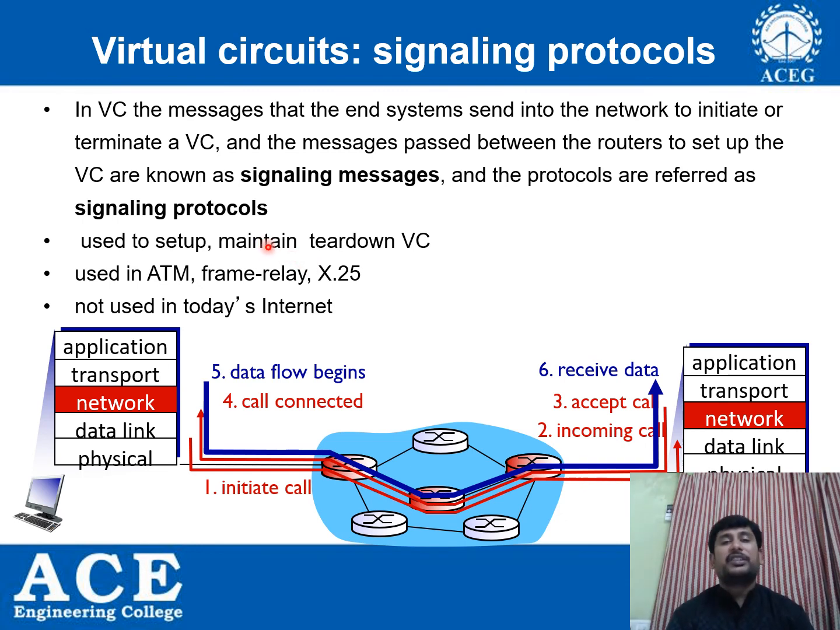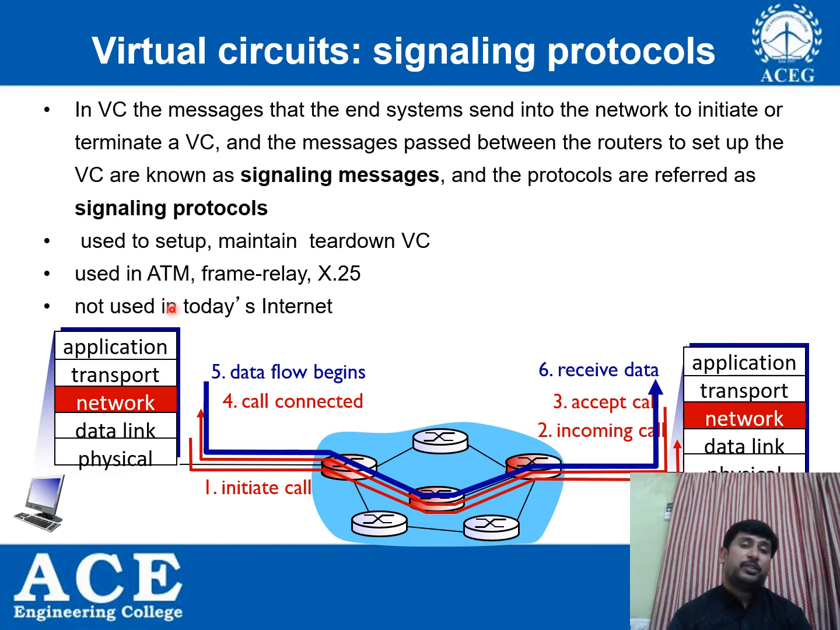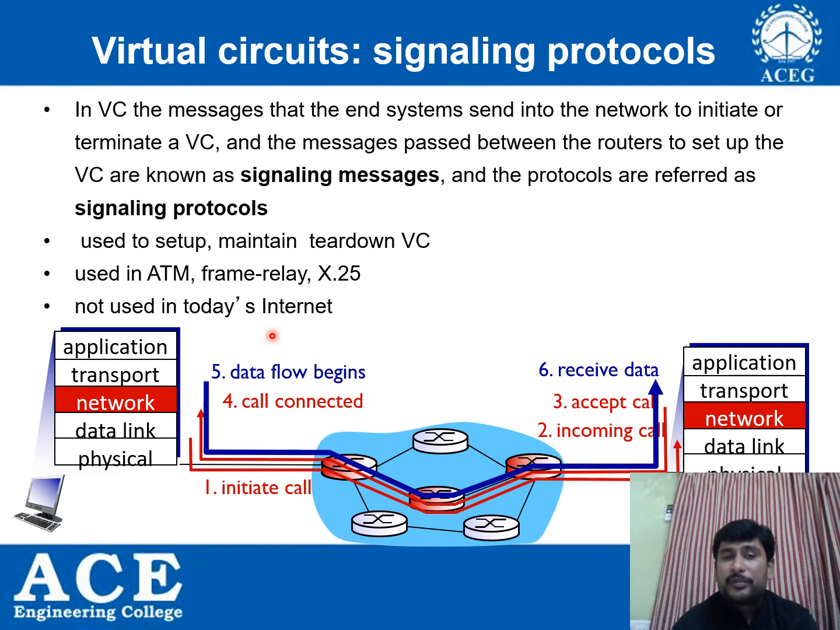So why do we need the signaling messages or protocols? First, to set up the connection, maintain the connection, and later once the communication is done, to tear down the virtual circuit. These are used in ATM and frame relay. Remember, the internet is a datagram or connectionless service, whereas examples of connection oriented service are asynchronous transfer mode, frame relay, or X.25. That is the reason why we are not using virtual circuits in today's internet.